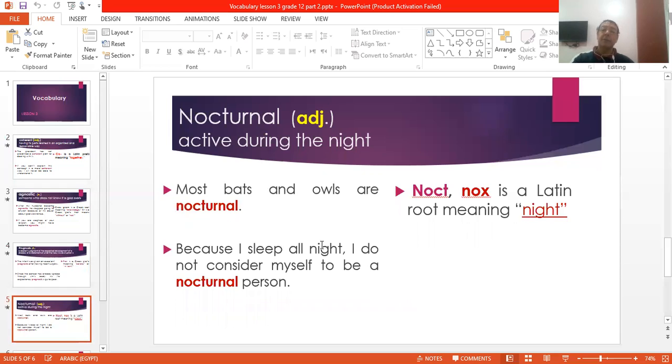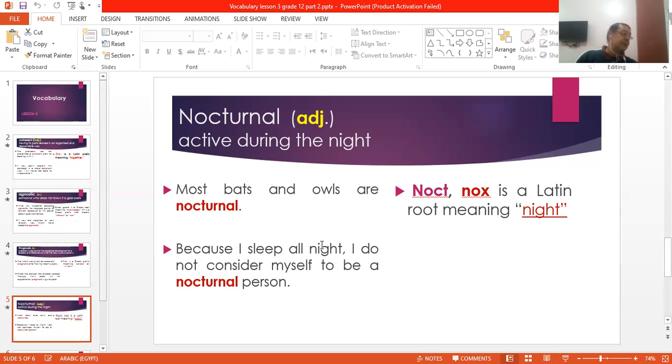Let's move to another vocab item. How about nocturnal? Nocturnal is an adjective, and it means active during the night, because the part noct or nox in Latin means night.